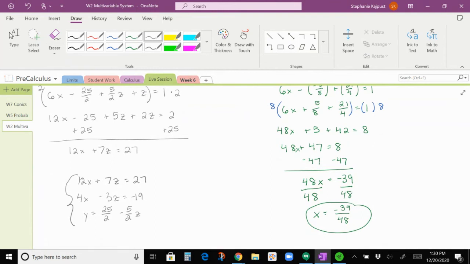And then you can see that we can do elimination for the first two equations there for x, and then that will give us z. And then we've solved for z, and then you can plug it in for y, and then you can go from there to solve for x.